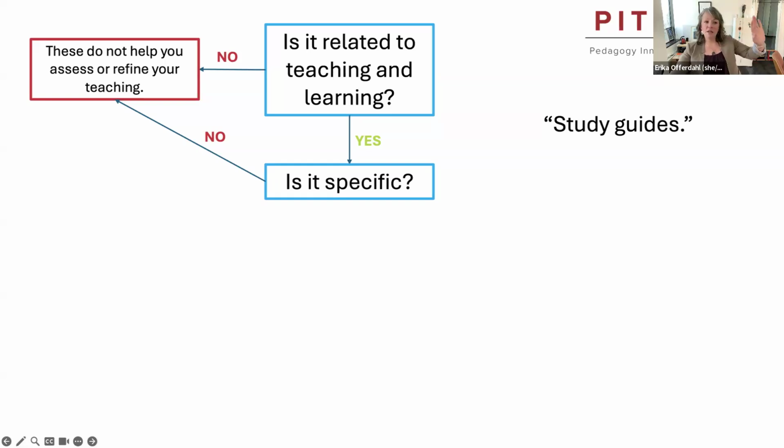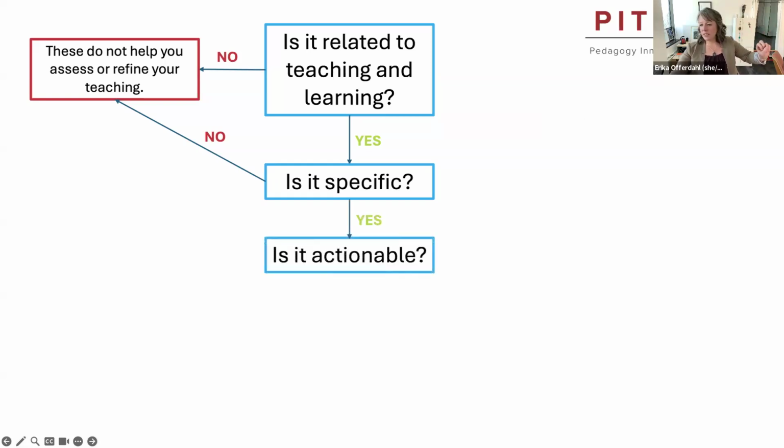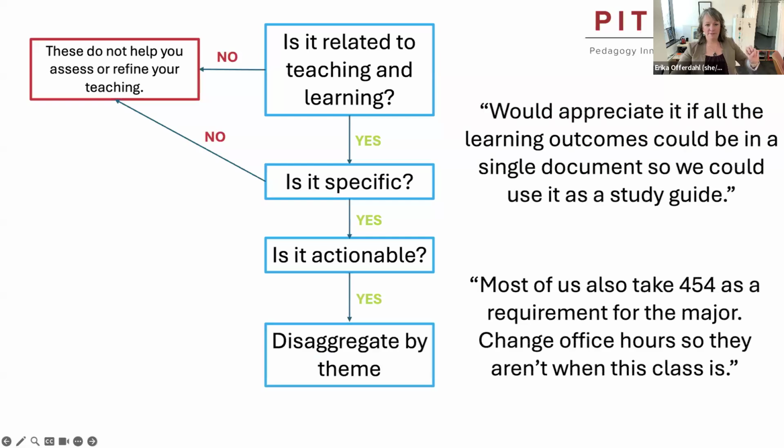I'm not going to forget about it, but I'm just going to set it aside, as opposed to something that is more specific, like, "I would appreciate it if all the learning outcomes could be in a single document so we could use it as a study guide." This comment is not only specific, it's also actionable. Those are the types of comments that I can do something with. I can refine my teaching. I can feed back to my students and tell them what I'm doing.